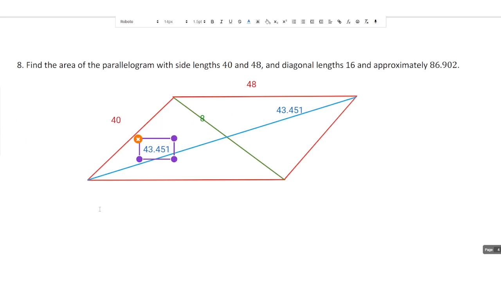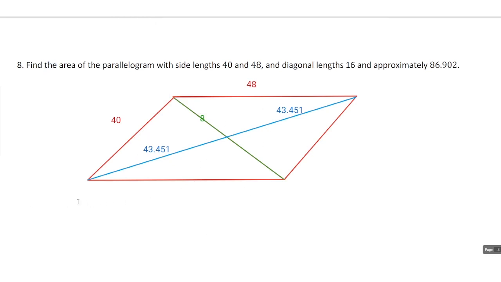Okay, so we're going to use Heron's formula twice. We're going to use one for this top triangle, one for this bottom triangle over here. We're going to get an area for each one, and then we are going to find the total area. So let's just get started here.